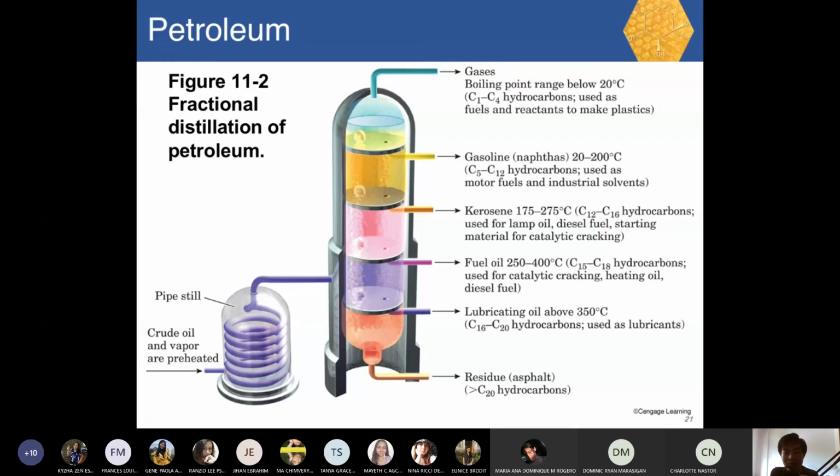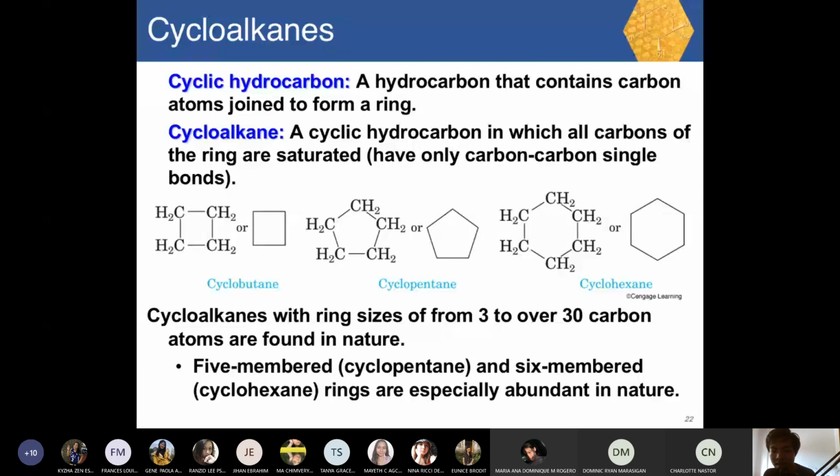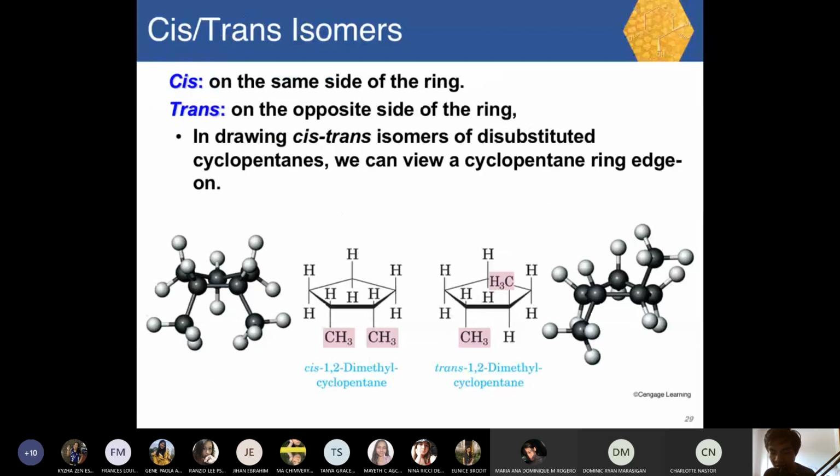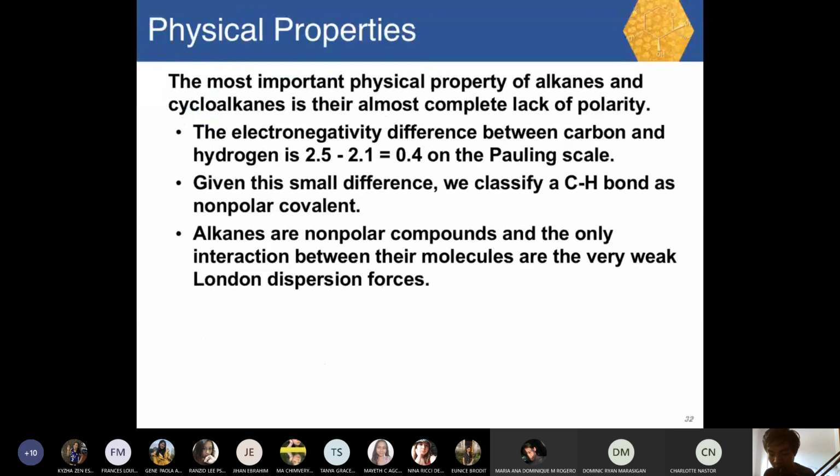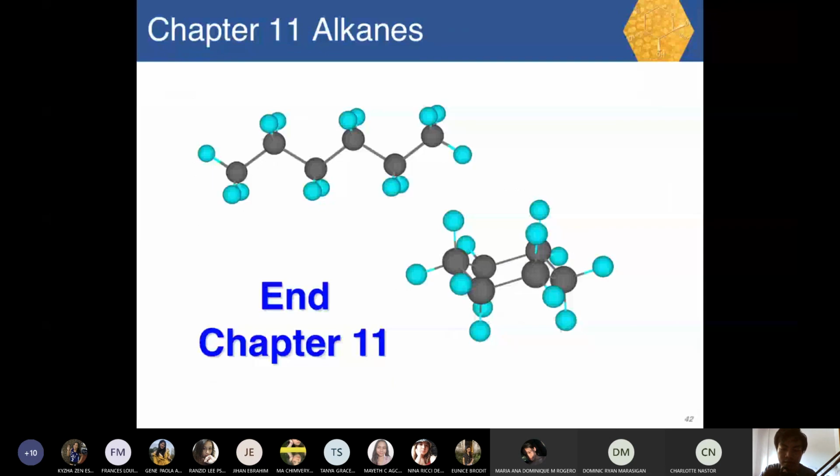Okay, so yun. So depending on the number of carbon atoms, iba-iba yung boiling point, no? So the more carbon atoms you have, that means the higher the boiling point will be because of the London dispersion forces. And that sums up our first meeting for the alkanes, no? Next meeting, we will study cycloalkanes, no? The isomerism for cyclic compounds, then the physical property of alkanes, and the reactions they undergo. Okay? So, onting slides na lang naman yun, no?